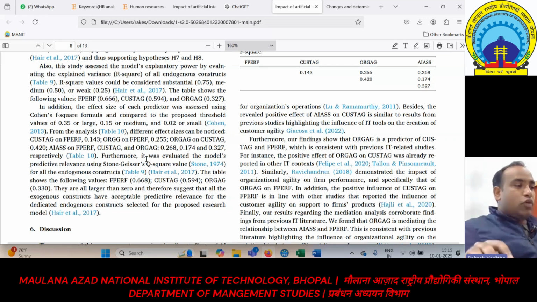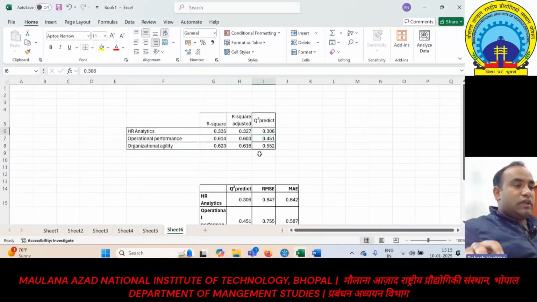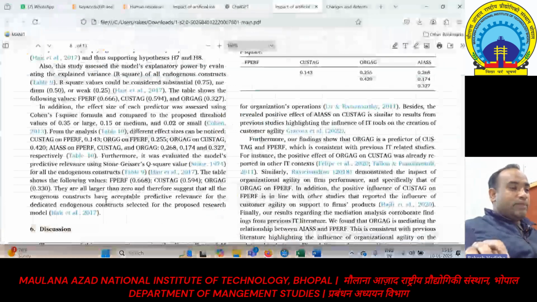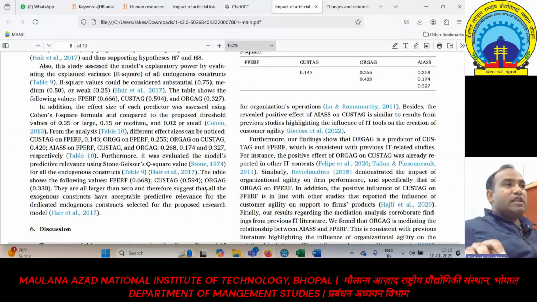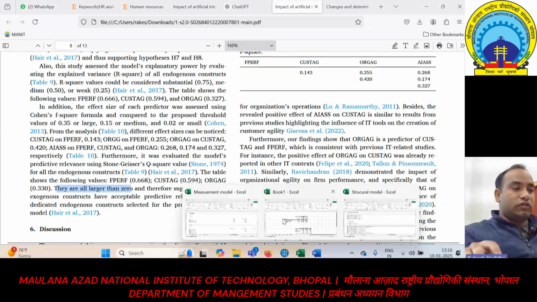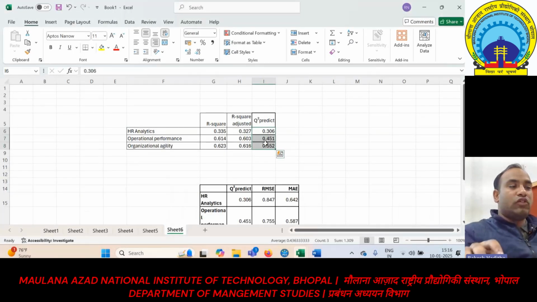Furthermore, the model's predictive relevance was evaluated using the Stone-Geisser Q square value. Our table shows 0.306, 0.451, and so on. Values above 0 are considered predictive. They are all larger than 0, therefore it is suggested that the exogenous constructs have acceptable predictive relevance. For our study also, the Q square values are above 0.